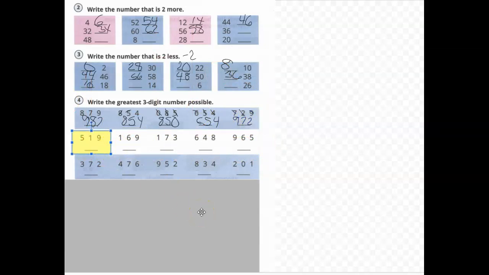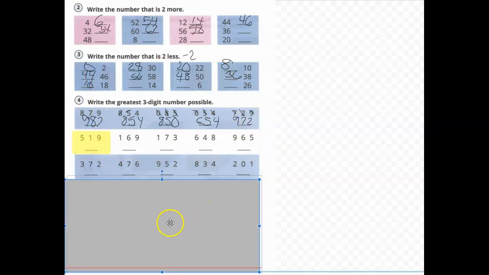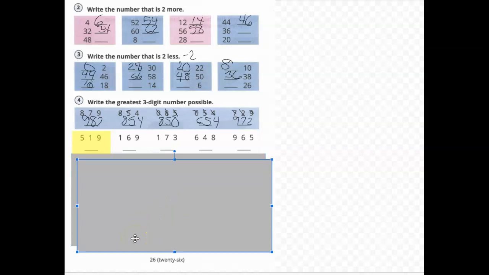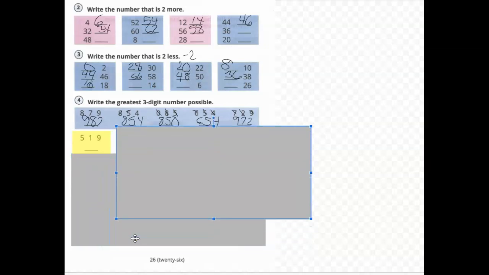Now remember, this can be hard with so many digits to look at. You can always bring your paper up and block off this one, and if you need some more paper, feel free to take another sticky note or your ruler or your hand even and cover it up. Helps you see which numbers you're working with a little bit better. Okay?